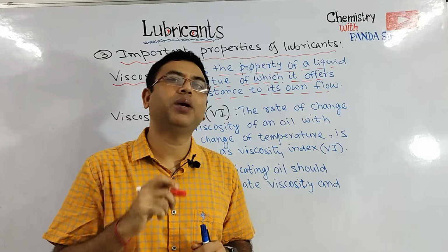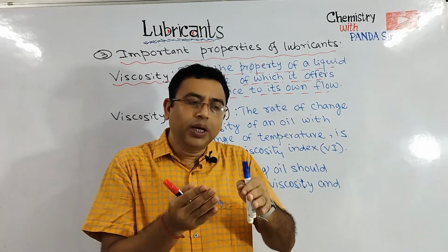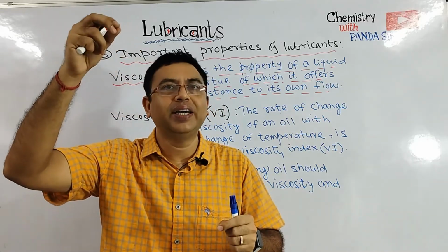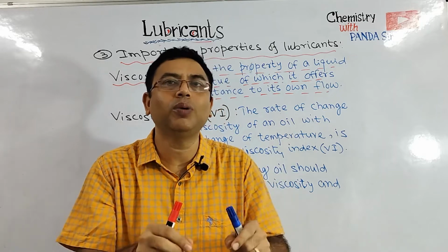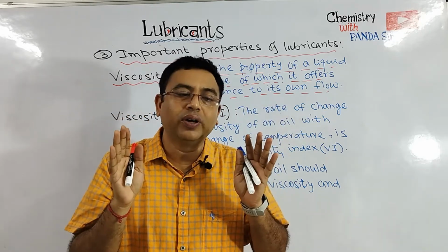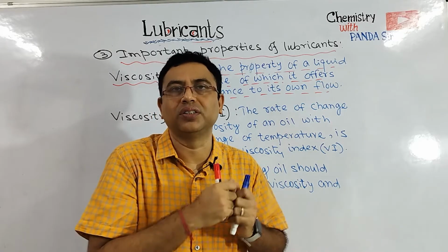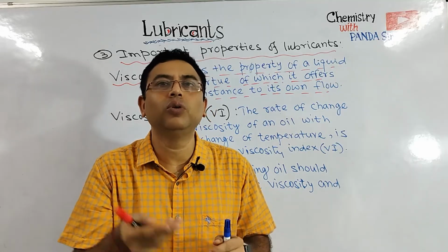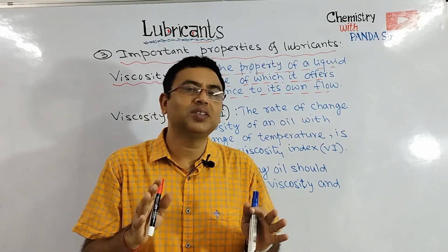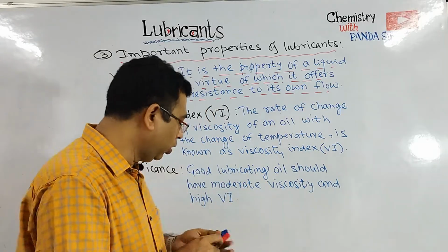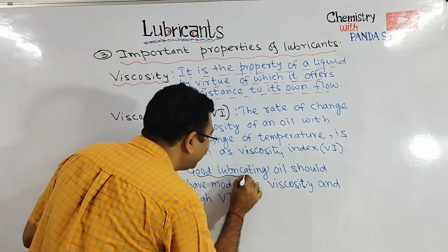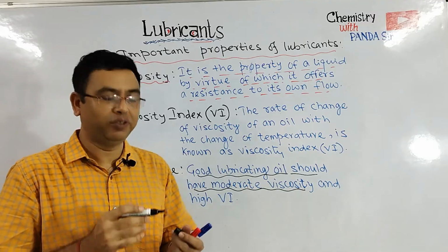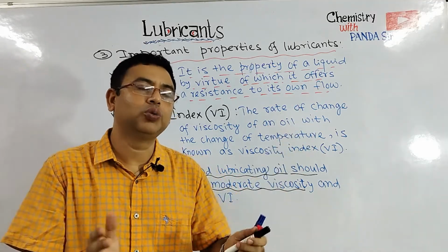Now why is this parameter very important? Because we are putting the lubricating oil between two moving surfaces. If the viscosity is very high, then the lubricant itself will create a problem and add to the resistance. But if the viscosity is very low, then what will happen? The lubricating oil will flow away from its own place. Both cases are not desirable. So what do we want? For a good lubricating oil, it should have moderate viscosity. Viscosity should not be very high, should not be very low.